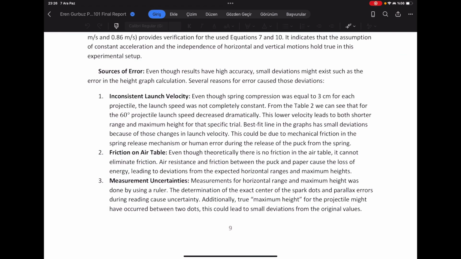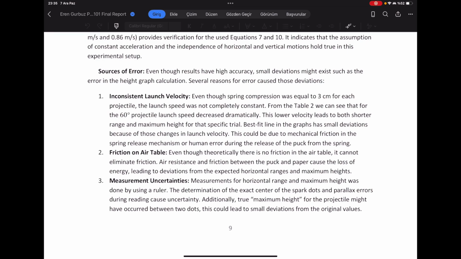Even though we have not seen a high percentage error, we still have possible sources of error, which are inconsistent launch velocity, friction on the air table, and measurement uncertainties. Also, human error may cause some errors during the release of the puck from the spring. Air resistance and friction between the puck and paper cause loss of energy. This will lead to deviations from the expected horizontal range and maximum height.